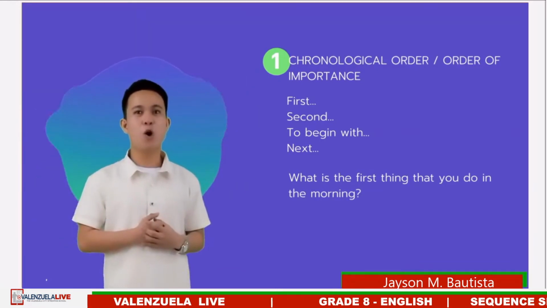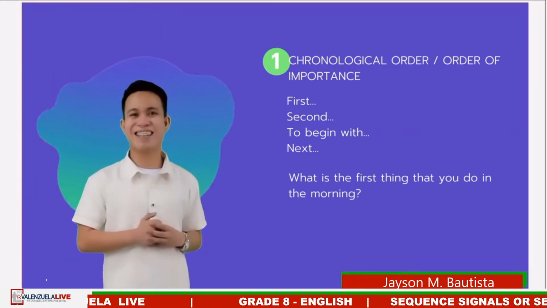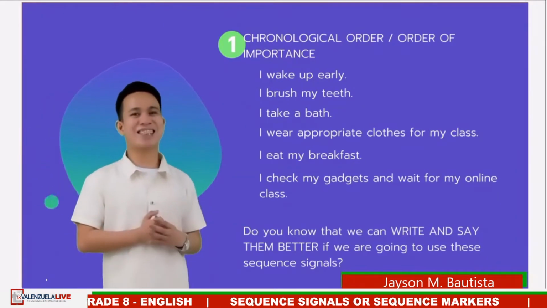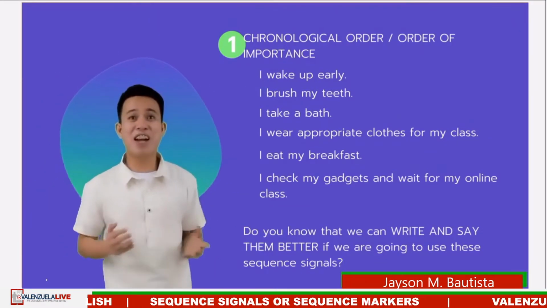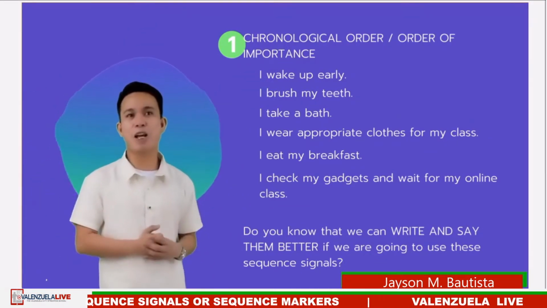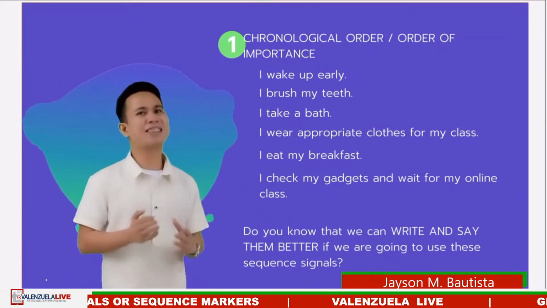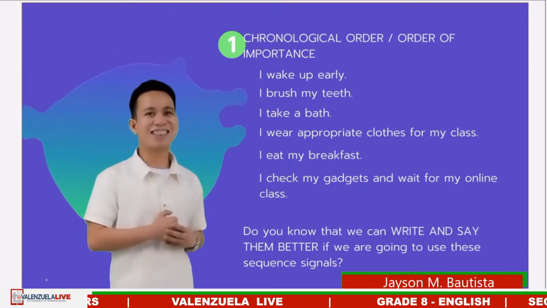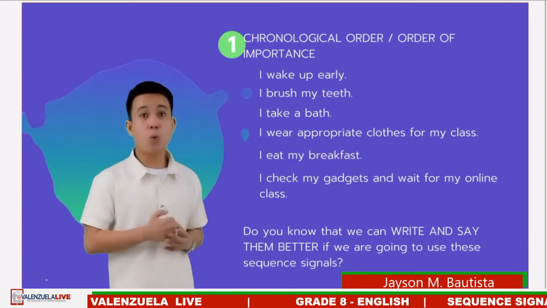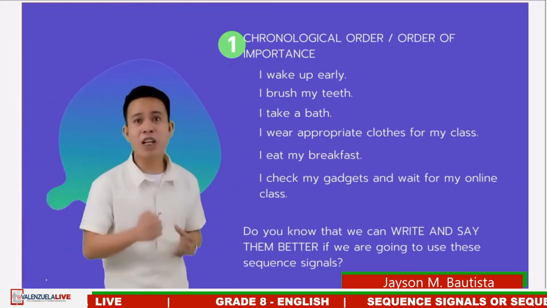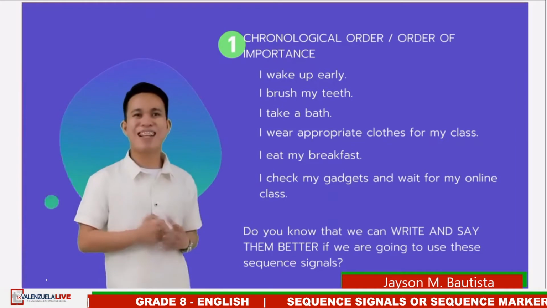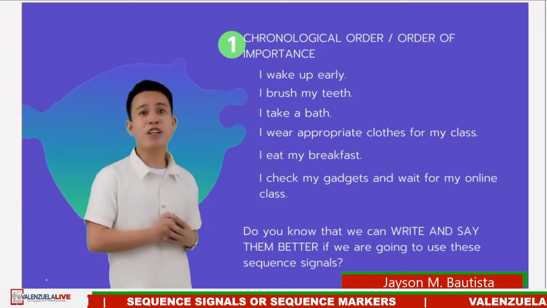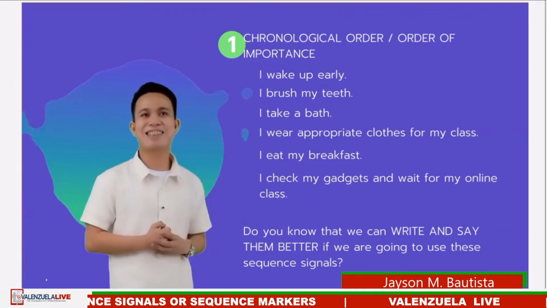Let me ask you, what is the first thing that you do in the morning? Great! You wake up early. What do you do next? Very good! You brush your teeth and take a bath. Then, what's next? Yes! You wear appropriate clothes for your class. After that, what's next? Good! You eat your breakfast. Then, finally, very good! You check your gadgets and wait for your online class.